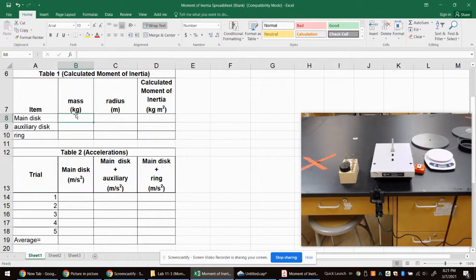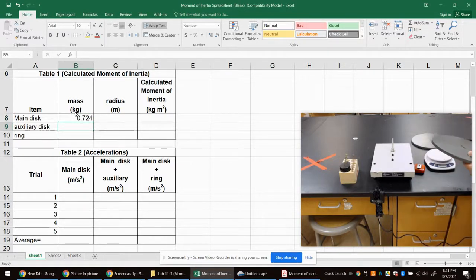Okay, so what we want to do is we want to take, and we get over to this table, the masses of our 3 devices, our 3 discs. And so I'm going to take the main disc, that's the one with the step pulley. I'm going to place that on the balance. And I get 724 grams.